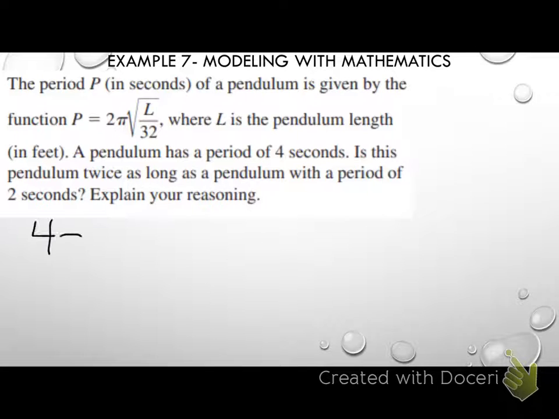So 4 equals 2 pi times the square root of L over 32. We okay with that? Now I'm solving for L, so I can get the pendulum length that has a period of 4 seconds. Is the square root by itself on one side of the equation? No. What's with it? 2 pi. How do I get rid of 2 pi if 2 pi is being multiplied by it? Divide both sides by 2 pi.